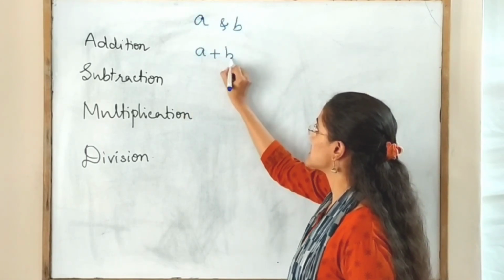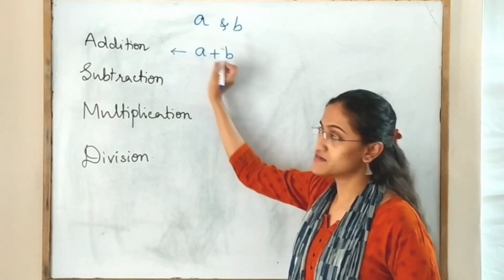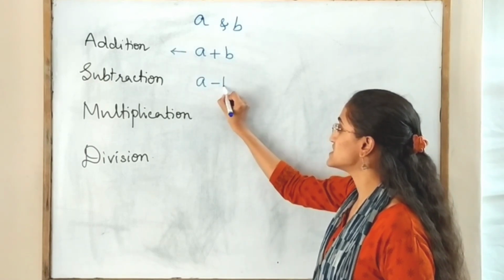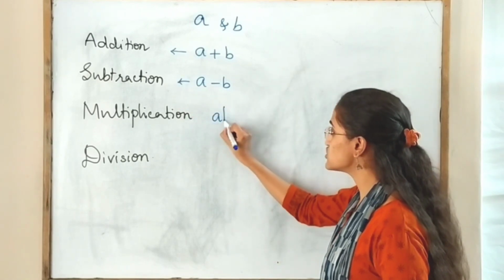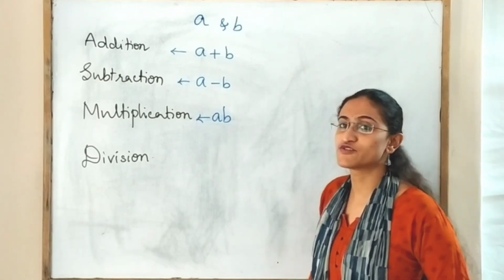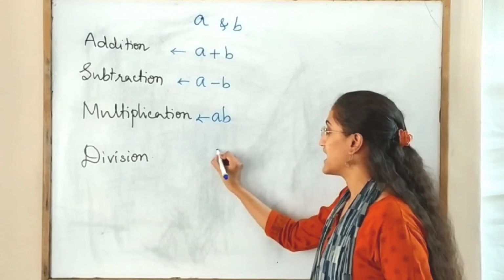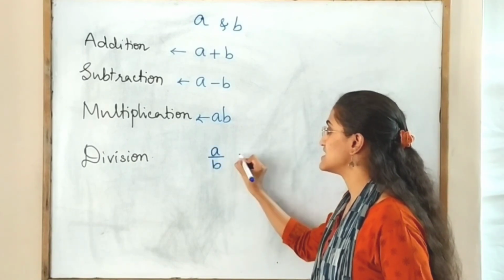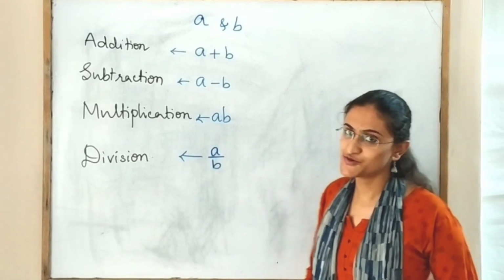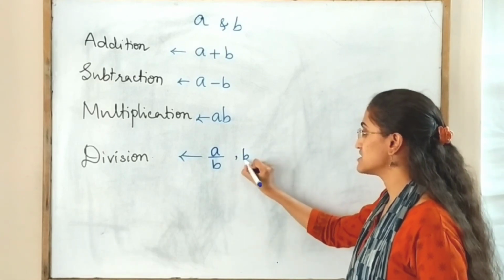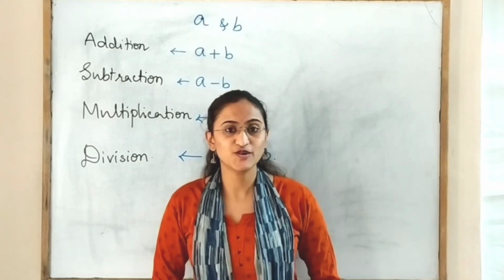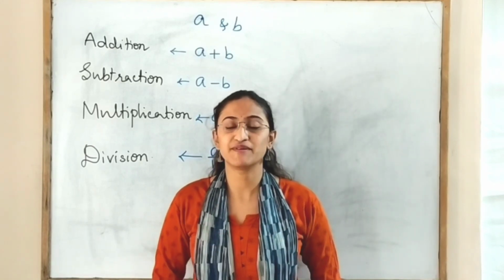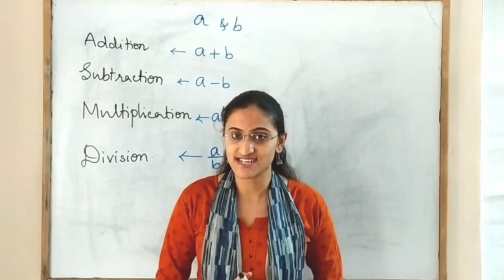The main property of these operations is that for any two given numbers A and B, A plus B denotes the sum of the two numbers, A minus B denotes the difference of two numbers, A into B denotes the product of two numbers, and A by B is the division of the two given numbers, with the condition B not equal to 0. You can also note that only two numbers can be added or multiplied at a time.